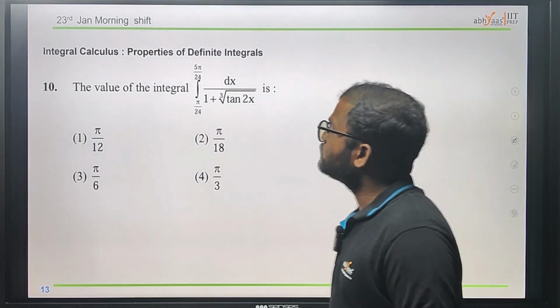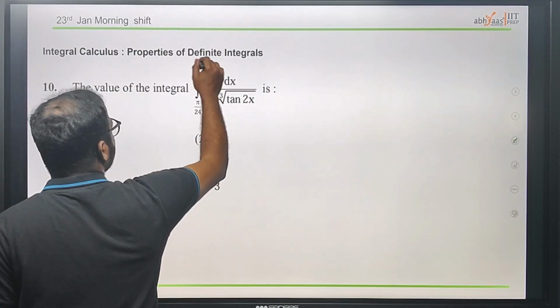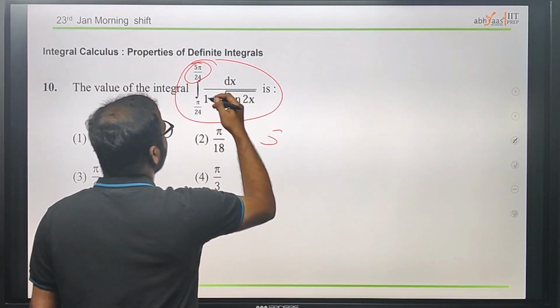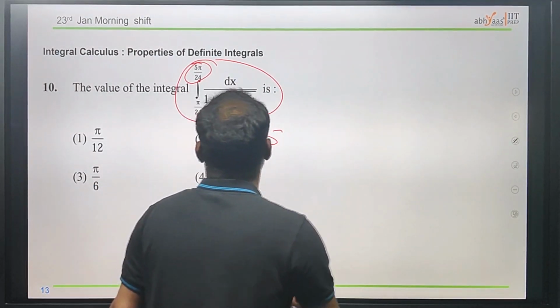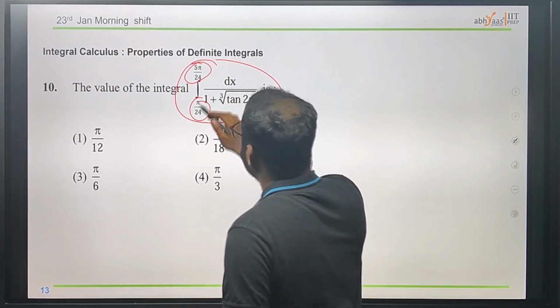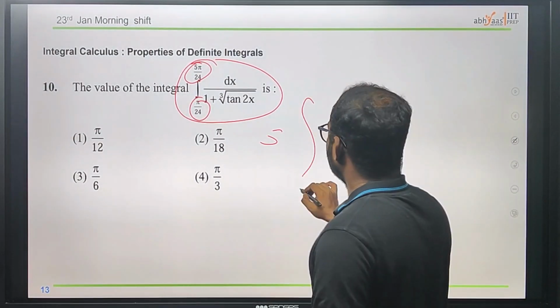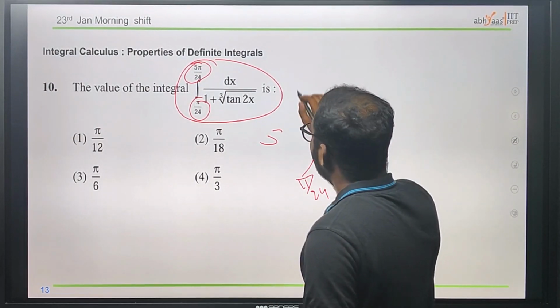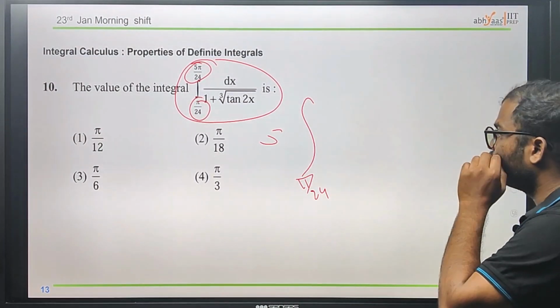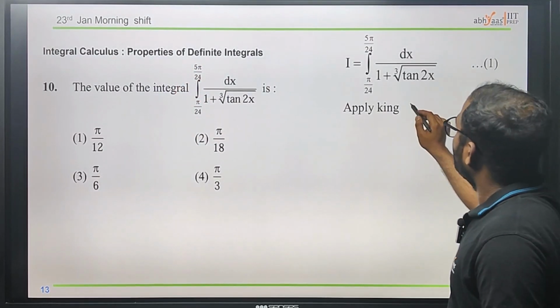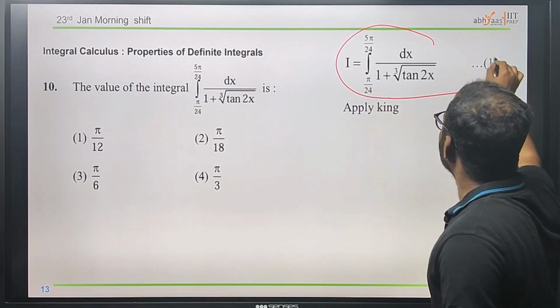Now integral calculus. Based on that, we have this situation, we can make it as like this. This can be written as pi into something. We can write it as pi by 24, and in place of this we can make it pi by 24 to something. We can see that one. Now applying here, we have this one, just make it equation 1.